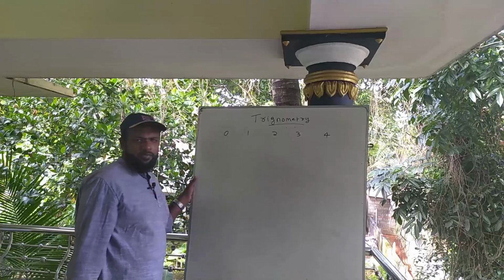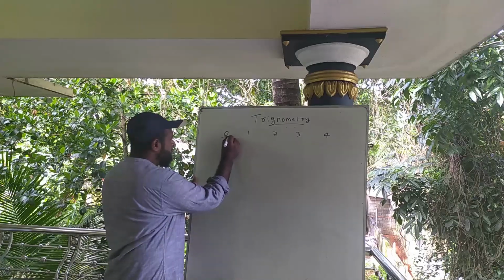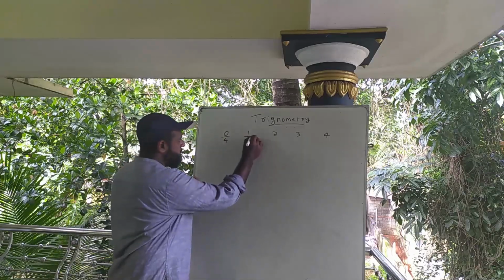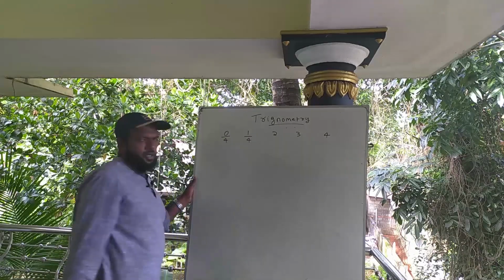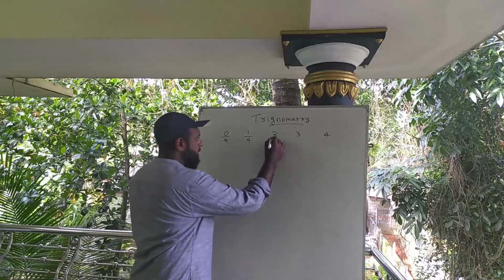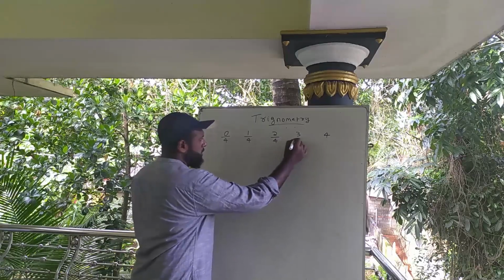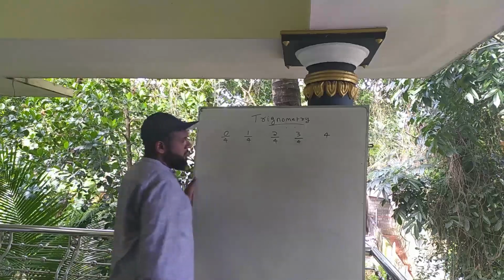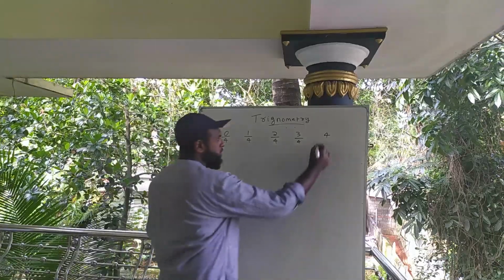Next step, we have to divide these numbers by 4. What is 0 by 4? 0 by 4 equal to 0. 1 by 4, what is 1 by 4? Equal to 1 by 4. What is 2 by 4? Equal to 1 by 2. What is 3 by 4? Equal to 3 by 4. What is 4 by 4? Equal to 1.